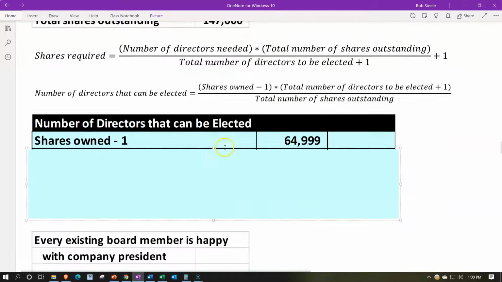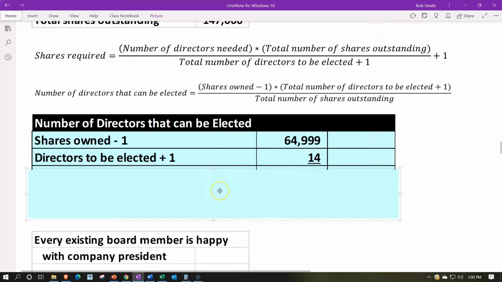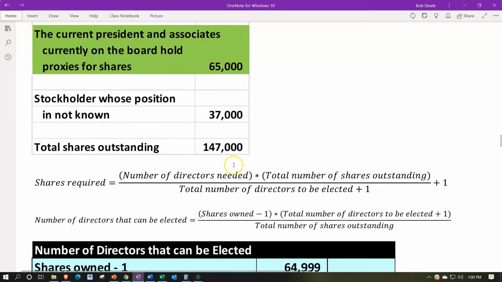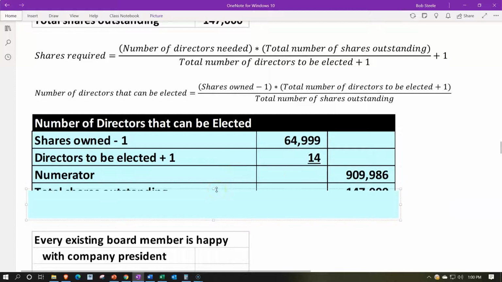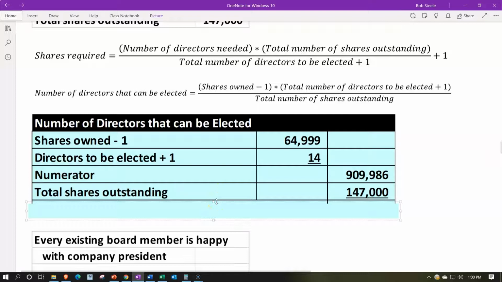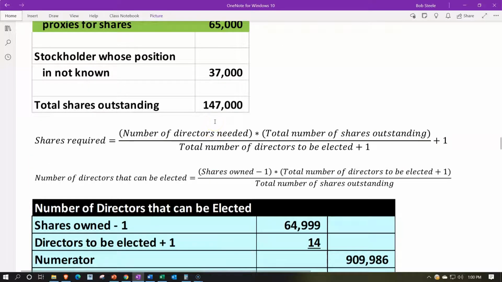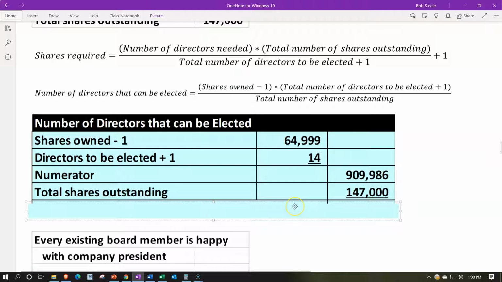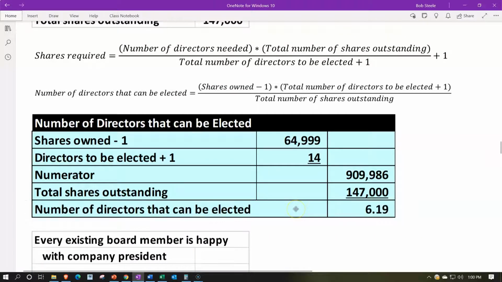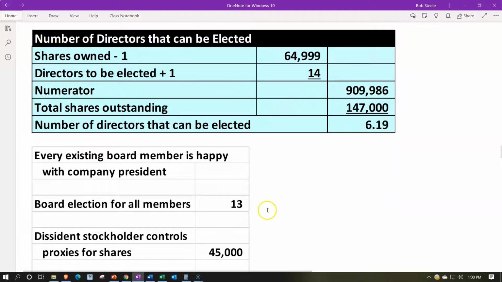That's the 65,000 minus 1. We then have the directors to be elected plus 1, 13 plus 1. That then is going to give us 909,986. We'll take the 909,986 and the total shares outstanding, which is the 147,000. Dividing that out, 909,986 divided by 147,000 gives us that 6.19 again. Now, once again, we can't have 19% of a board member, so we have to drop that off and we're left with 6, which doesn't quite get us there.